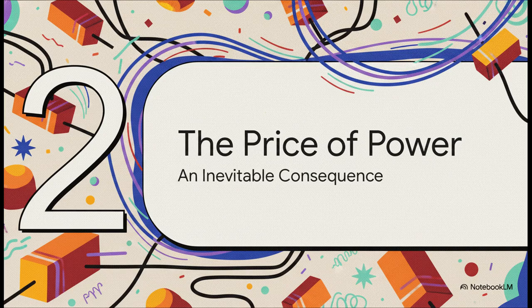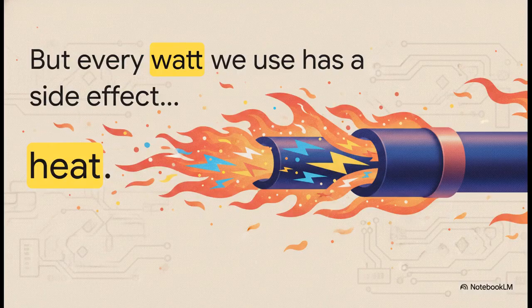But using that power comes with a side effect. It's an unavoidable physical reality that affects every single wire, every electronic device out there. And that side effect is heat. Yep, anytime an electric current flows through a wire, whether it's in a tiny microchip or a massive power line, some of that electrical energy gets lost as heat. It's just the price we pay for power.